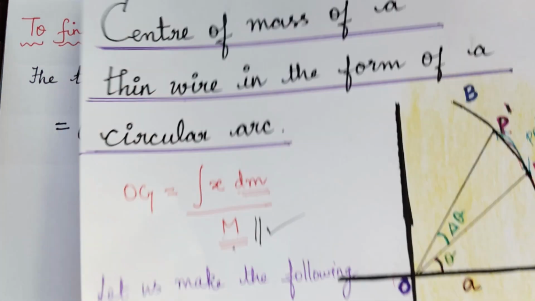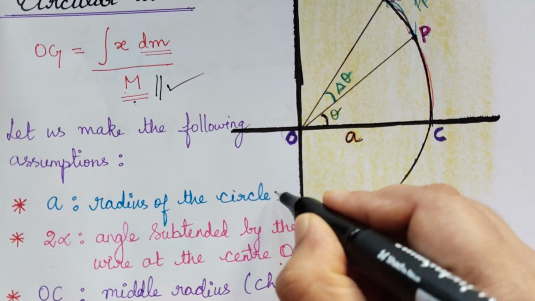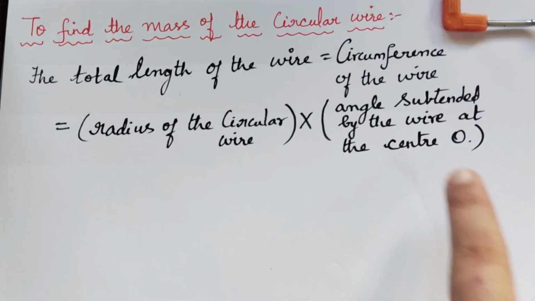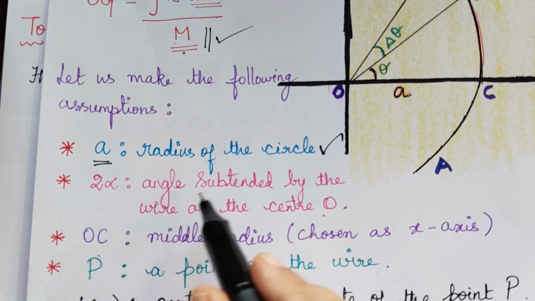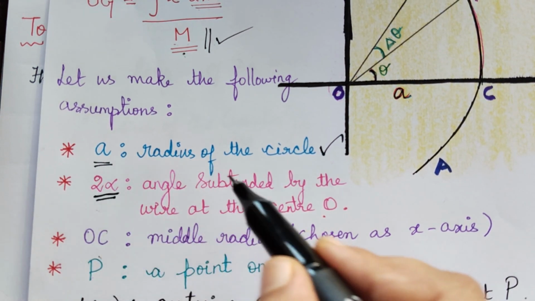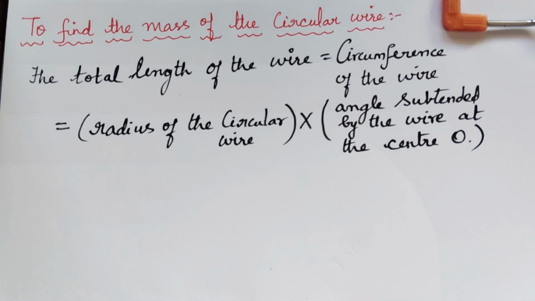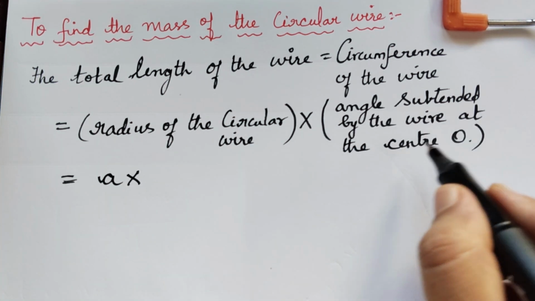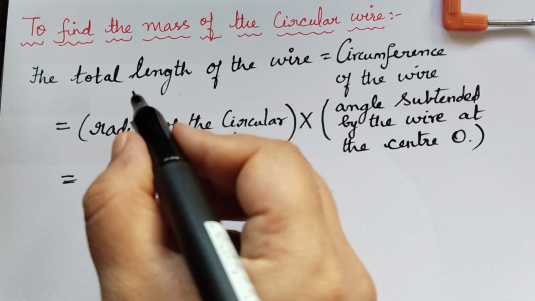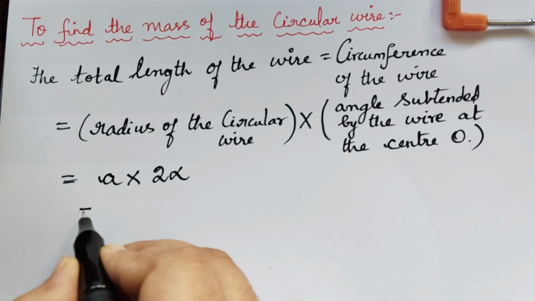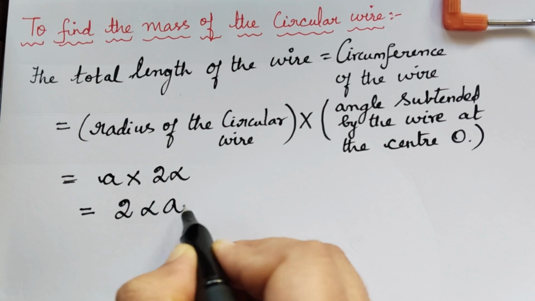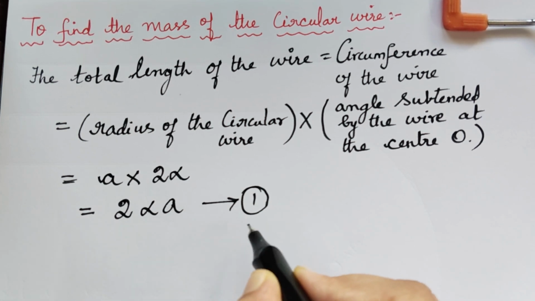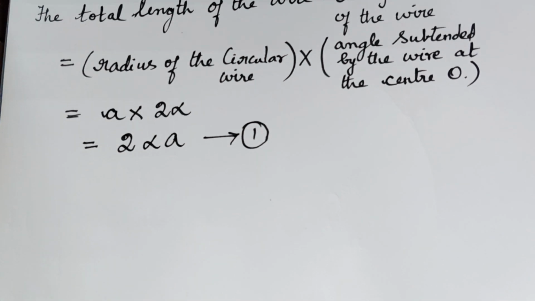So what is the radius of the circular wire? From our assumption, we know that the radius of the circular wire is A. And then we need the angle subtended by the wire at the center O. It is 2 alpha. So we have to multiply A and 2 alpha. So the radius is A multiplied with the angle subtended by the wire, which is 2 alpha. Therefore the total length of the wire is 2 alpha multiplied with A. Let us mark this as 1, because we will be making use of this while finding the mass of the wire.